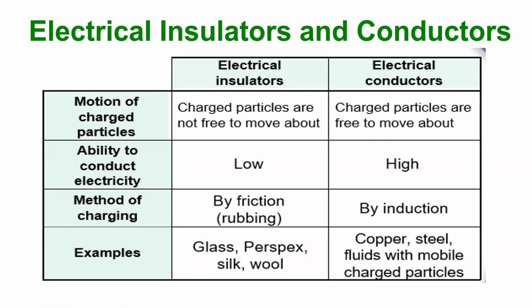So for conductors, you cannot charge by friction, because in friction, after rubbing, the electron doesn't stay on the material, it moves. So it can easily move from one material to another material. So you can't do friction. For conductors, in order to get them charged, they can only be charged by induction. Examples of conductors are most of the metals like copper, steel, etc. Most of the metals are electrical conductors.